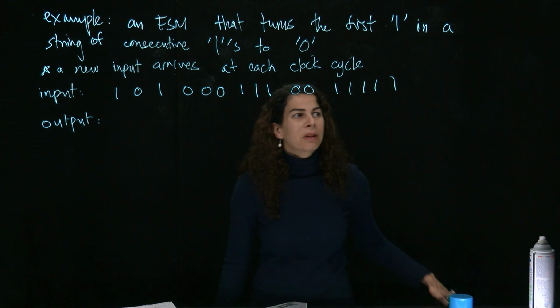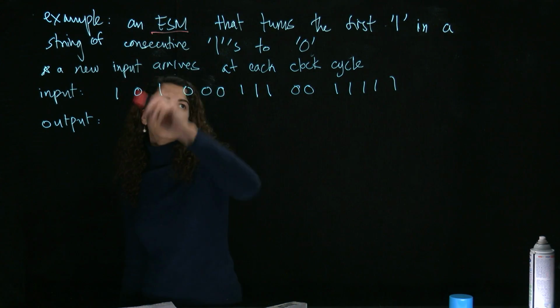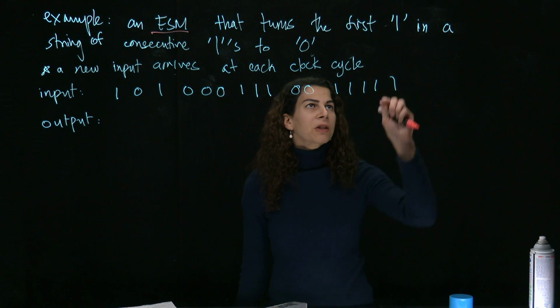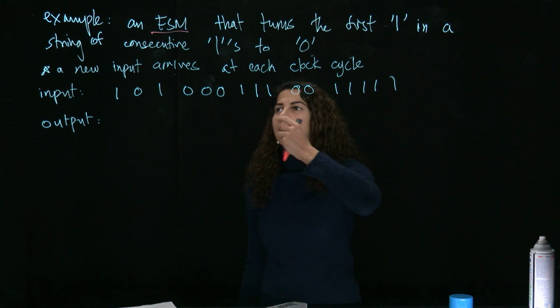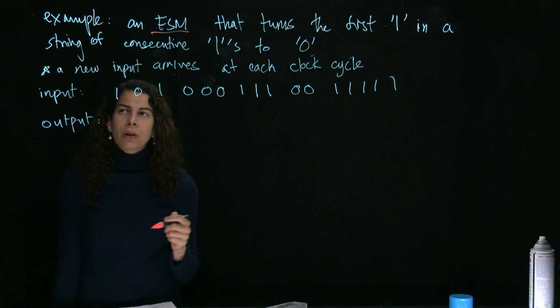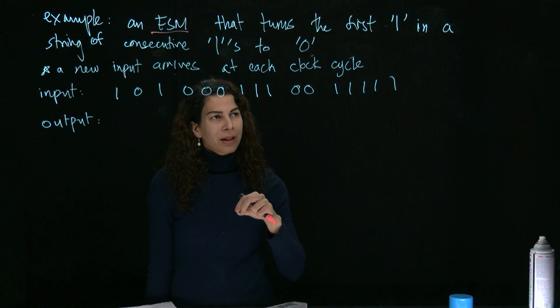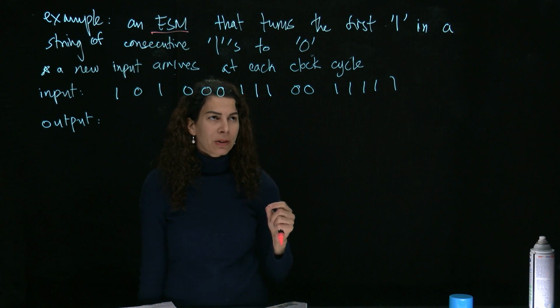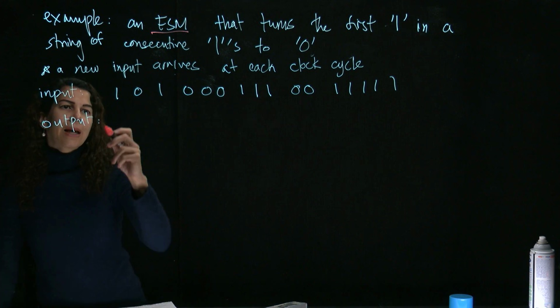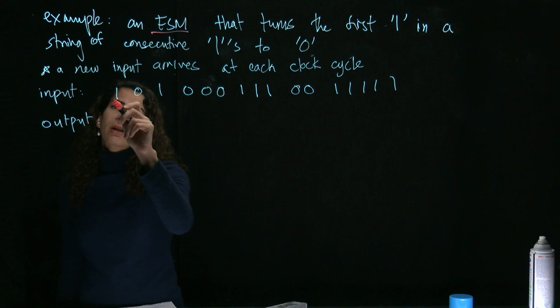Here's another example of a finite state machine. Assume that we are designing a finite state machine that turns the first 1 in a string of consecutive 1s to 0s. For the purpose of this problem, let's assume that in each clock cycle we have one input arriving. So our input is basically 1 bit. And the output is just going to turn the first 1 in a string of consecutive 1s to 0.